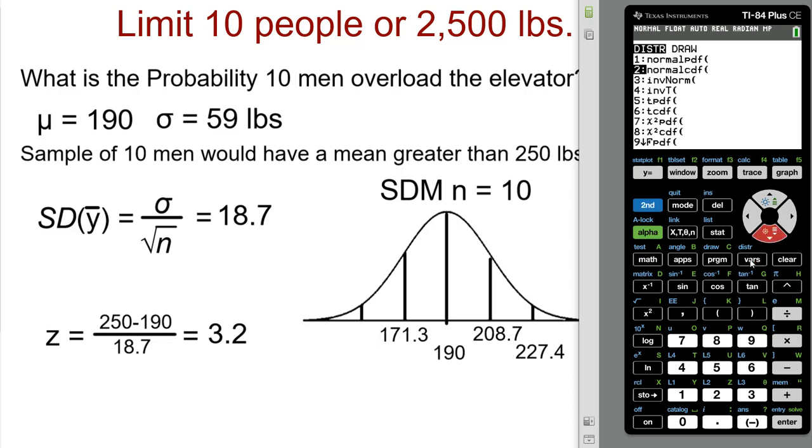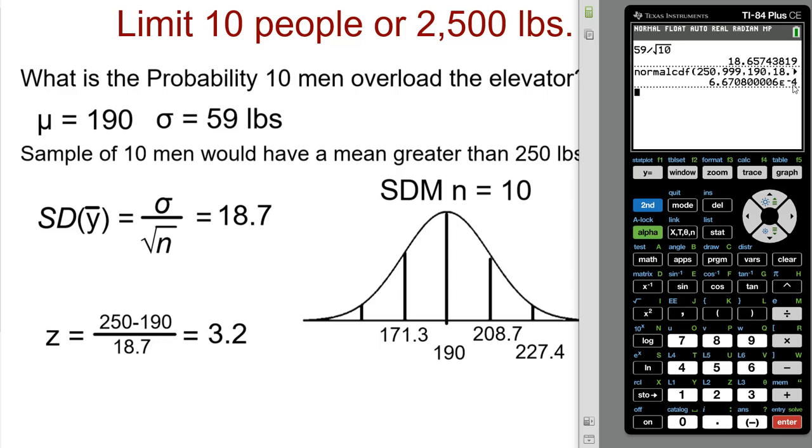And we're going to take the normal CDF, which is the cumulative density function. So it's like an integral. We're finding the area under the curve. Our lower bound is going to be 250 with an upper bound of, we can do 999, but if we went to 300, that would be more than enough, right? We're not using z-scores, or we could because we do have a z-score, but we're going to use the actual values. So centered at 190 with a standard deviation of 18.7. We hit paste, and the probability of that is 6.6 times 10 to the negative fourth power. So there are 3 zeros in front of that.